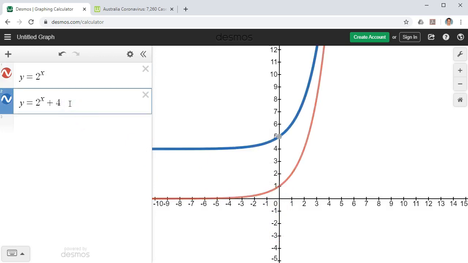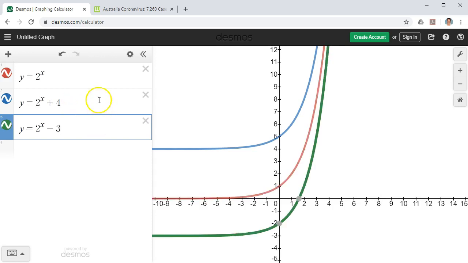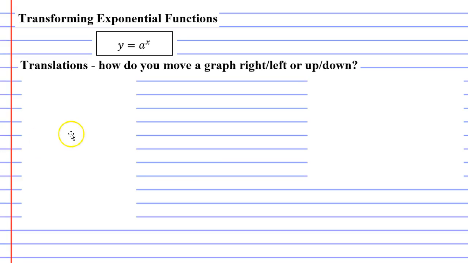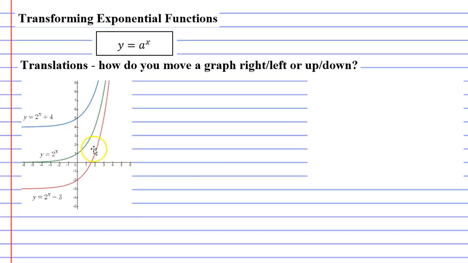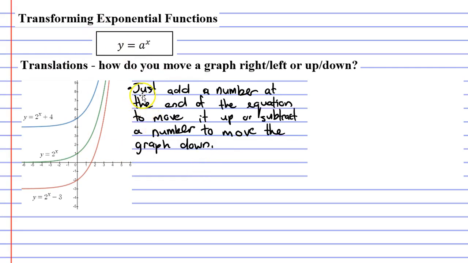What if I want to move the graph down? How would I do that? Some of you might have guessed already. If I want to move it down 3 places, I just subtract 3 at the end. So up-down translations are really easy to perform. So we'll write a little note on our slide. Here's an image of what we just did. And I'm going to say that you just need to add a number at the end of the equation to move it up, or subtract a number to move the graph down.